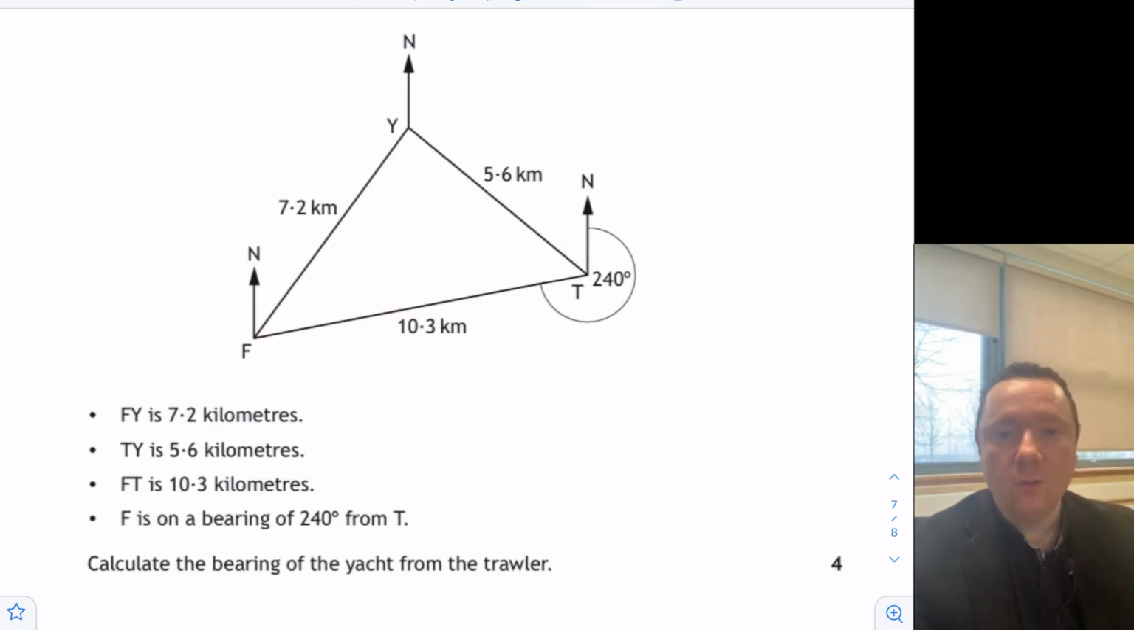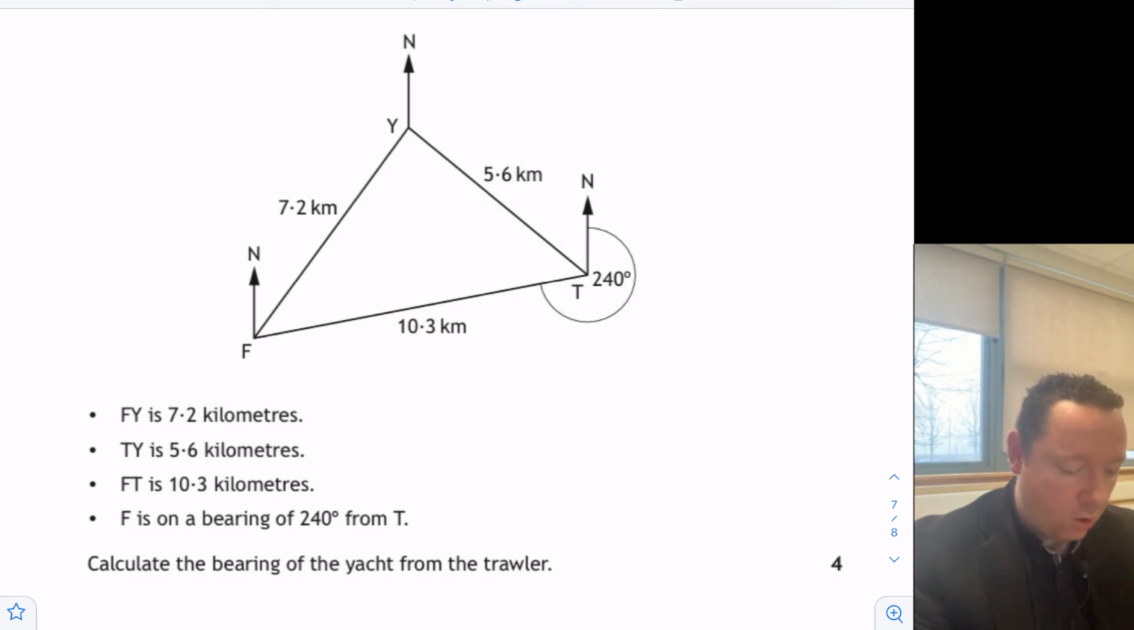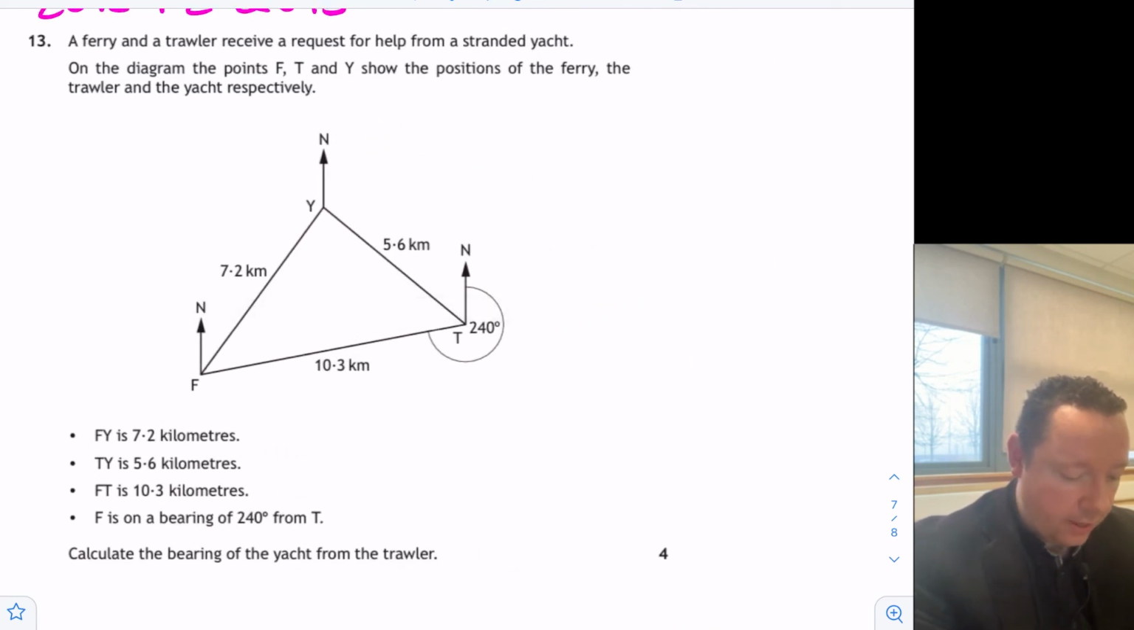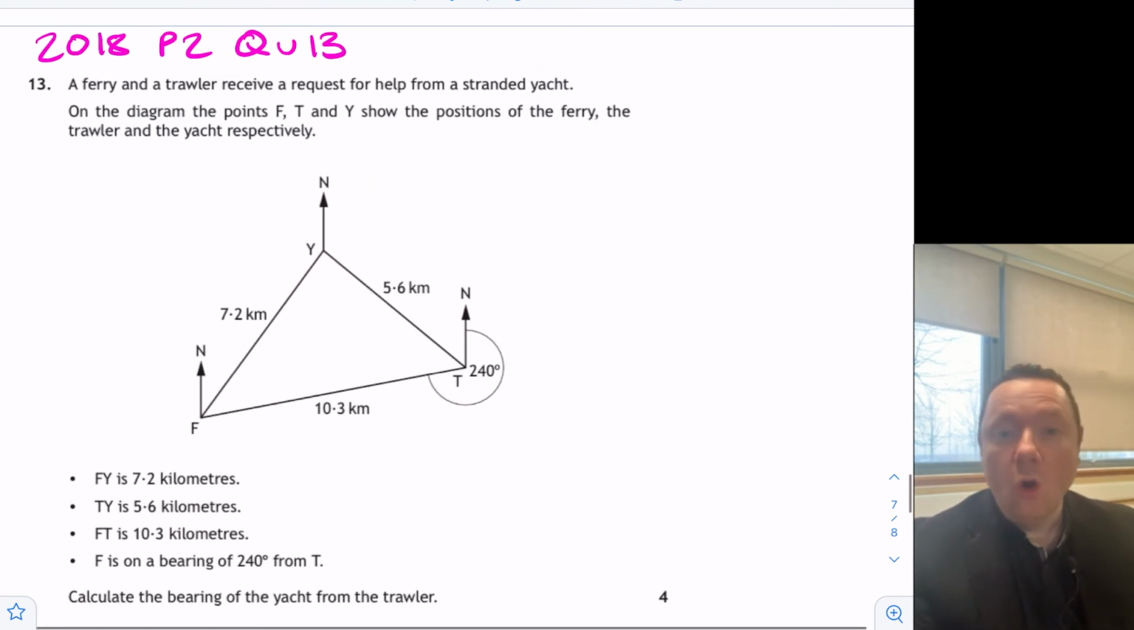A little bit of a different question this. It's asking us to calculate a bearing this time, not an angle. So the bearing of the yacht from the trawler. That means it's asking us, really, starting at the trawler, go north, turn all the way around, past here, up to here, so I'm facing the yacht. That's what it's asking me to calculate. Don't worry too much if you're not quite sure what it's asking you to calculate, just start off in the same way.